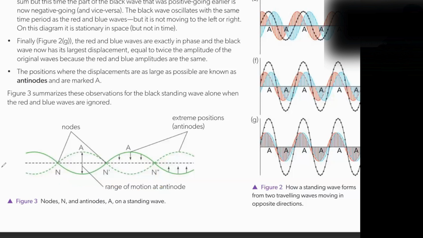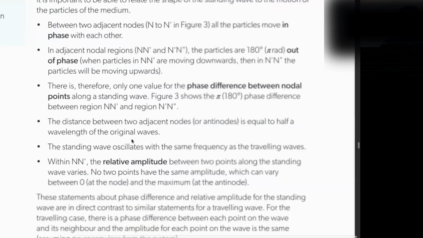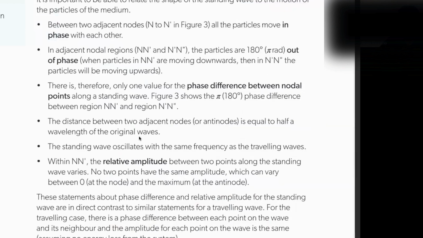Next point. The standing wave oscillates with the same frequency as the traveling wave. Yes, frequency does not change. Phase is changing, but frequency will never change. Standing waves have the same frequency as the original traveling wave.